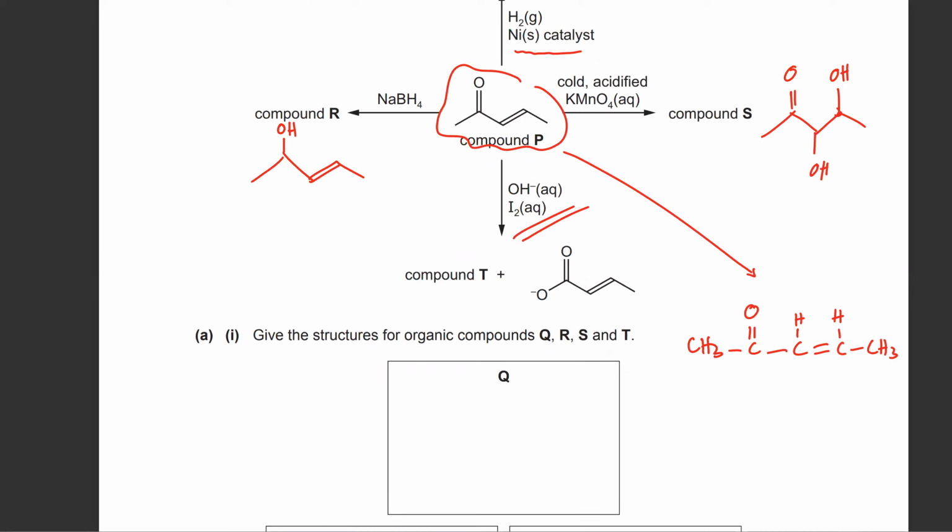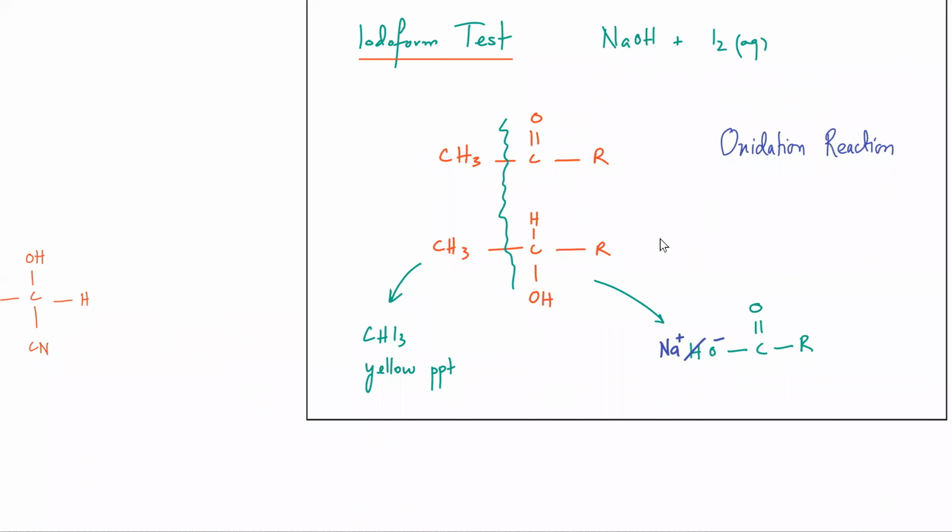Sir, can you show the iodoform test again? Yes. Sir, with the first one the iodoform test will be positive, and with the second one? With both, either of the two will work. It identifies two structures. One of them is CH3 next to C double bond O, or CH3 next to CHOH. Okay sir. Both the same thing would happen: CHI3 yellow precipitate, and it changes into a carboxylic acid, but a salt of the carboxylic acid because the conditions are alkaline.